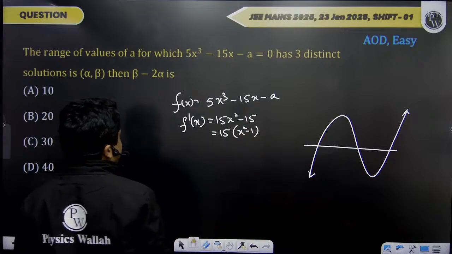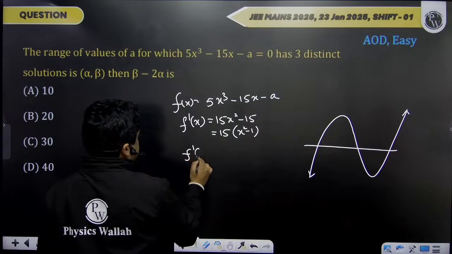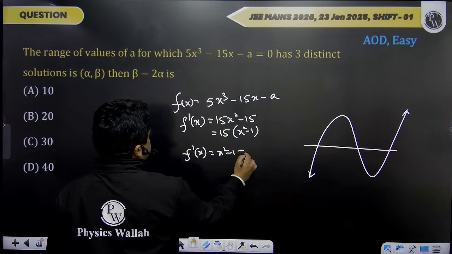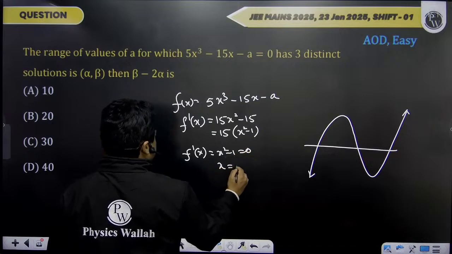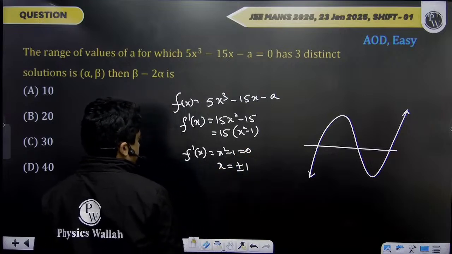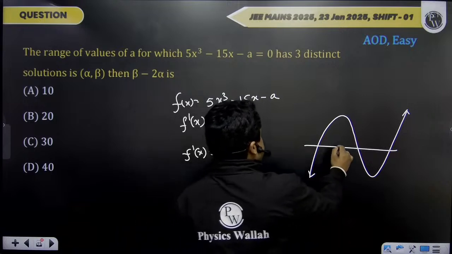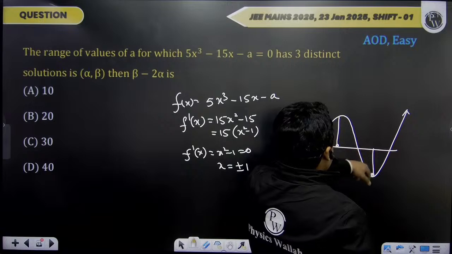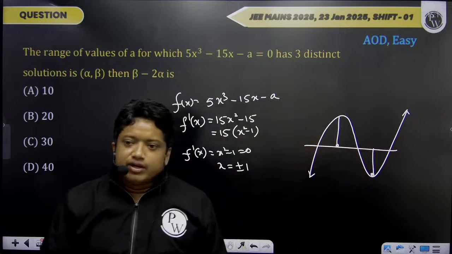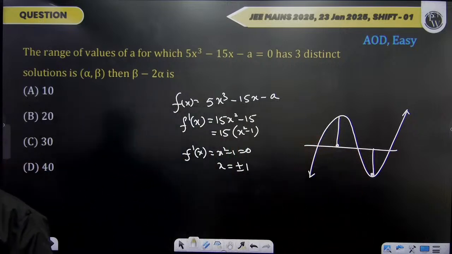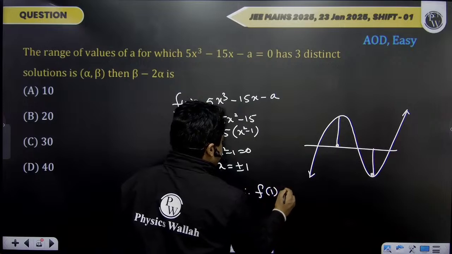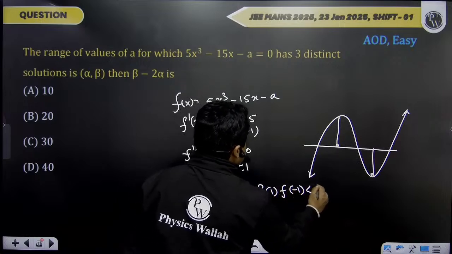So f dash x equal to 0 means x square minus 1 equal to 0. So x will be equal to what? Plus or minus 1. Alright. So obviously we know that at the point of maxima and point of minima, the product of the values should be less than 0, because it has three real roots. So therefore I can say that f of 1 into f of minus 1 should be less than 0.